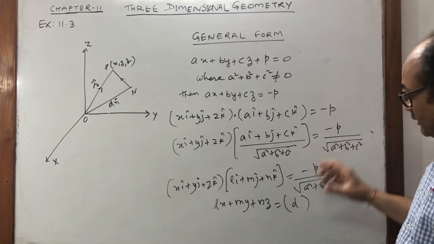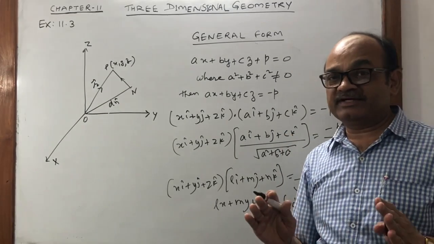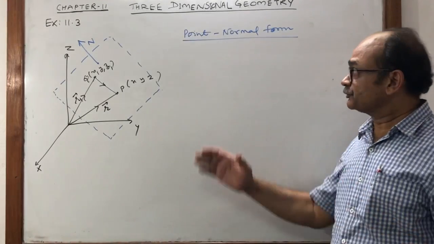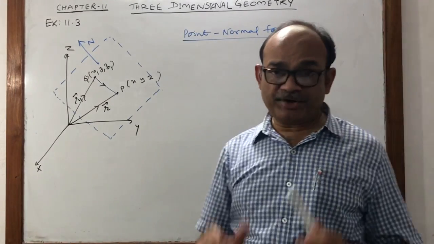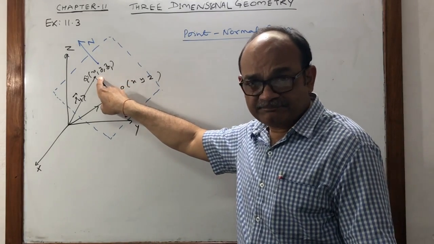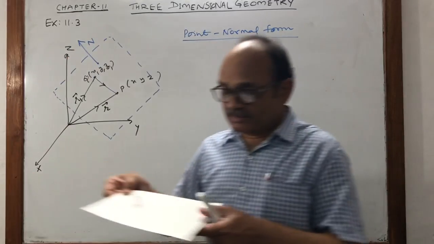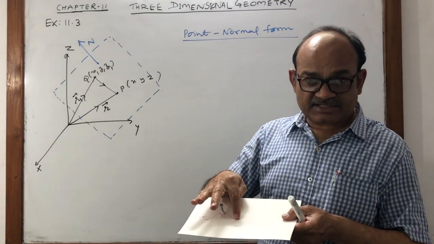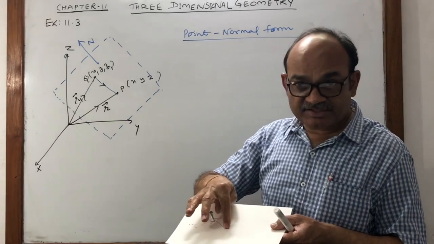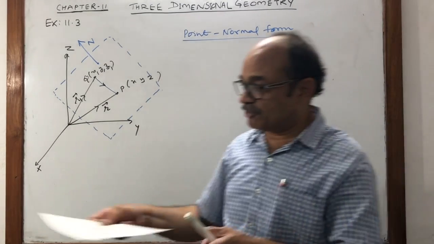Correct? This is minus p upon under root a square plus b square plus c square; you have to write the distance always in modulus. Correct? So now we come to the second form, that is the point normal form. One extra point is given to you on this plane and a normal is given to you. For example, one extra point, that is Q (x1, y1, z1), is given to you, and its normal is also given to you.